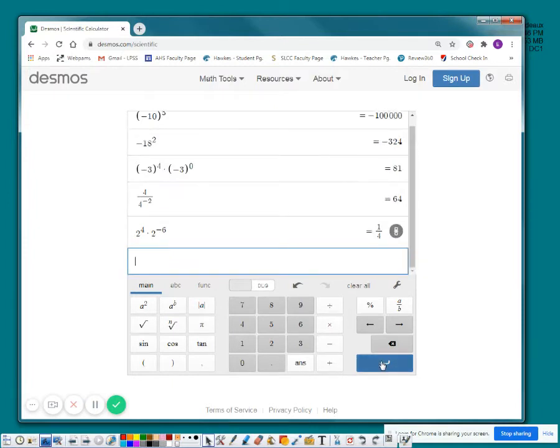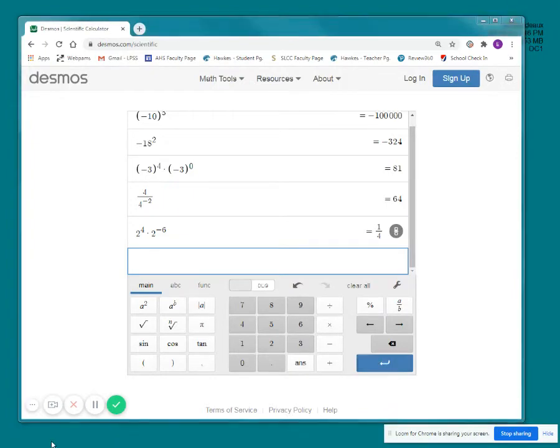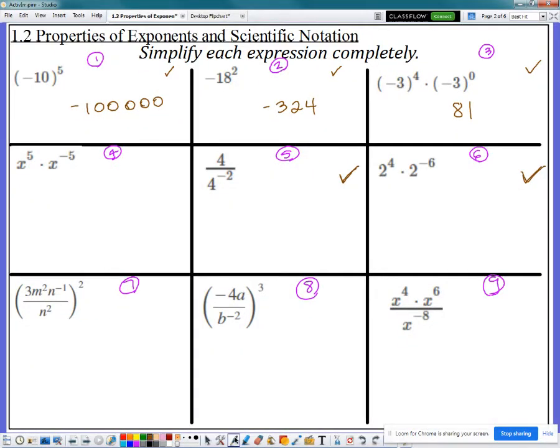So that's for numbers 5 and 6. We got 64 and 1/4. And now we're going to go ahead and do numbers 4, 7, 8, and 9.